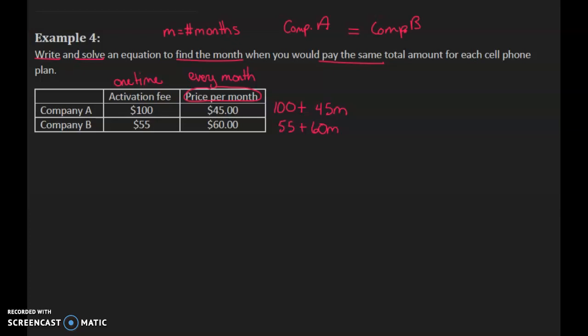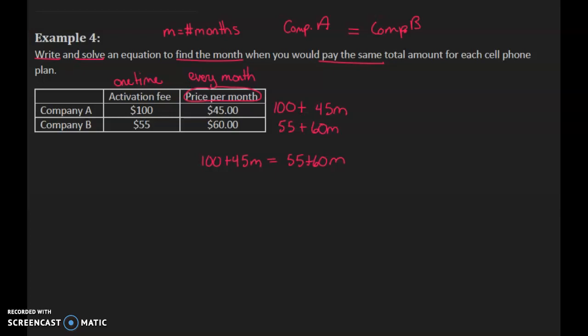Now, since we are asking when we would pay the same, what should we do with the two equations? All right, so we should set them equal to each other. So we're going to have company A equal to company B. Now go ahead and use your solving equation skills we've been learning to solve and find out how many months would it be until the companies would pay the same amount. All right, so if you got 3, you did a great job. Let's go ahead and see how.